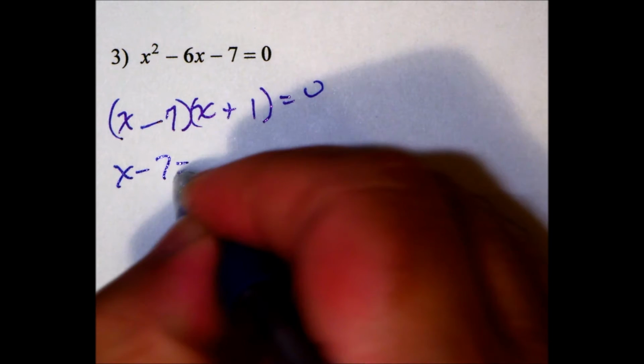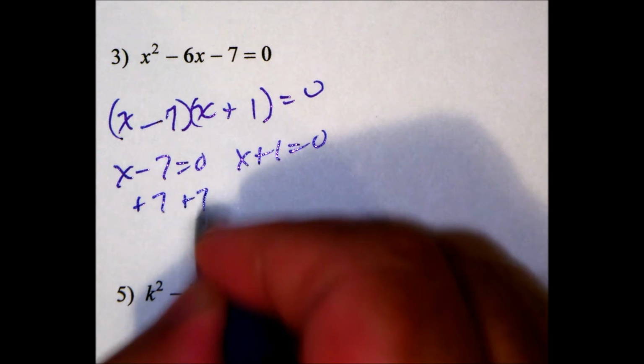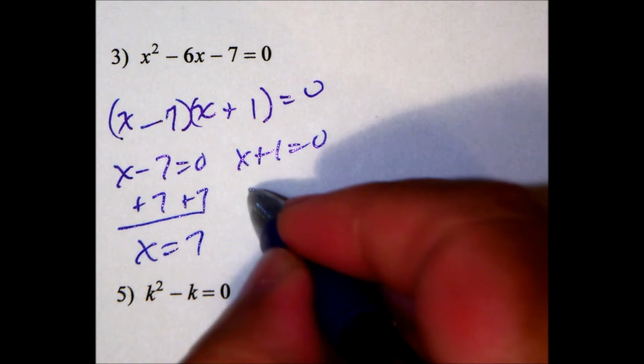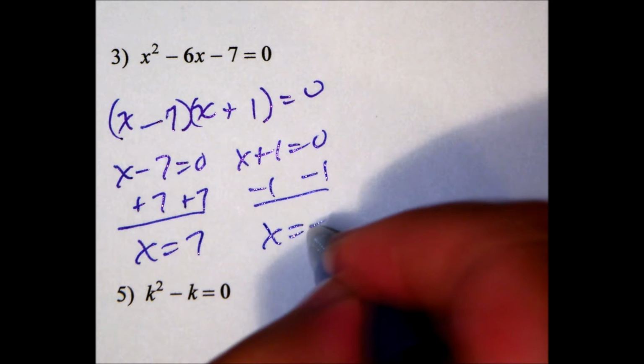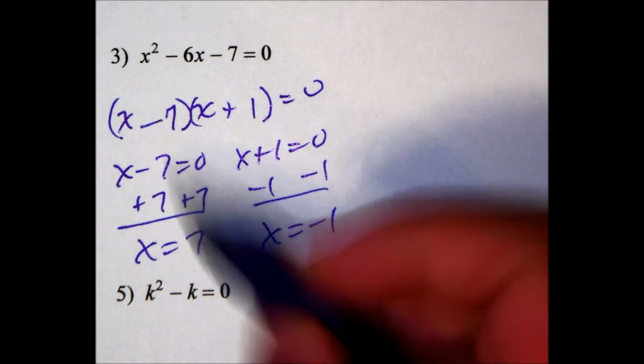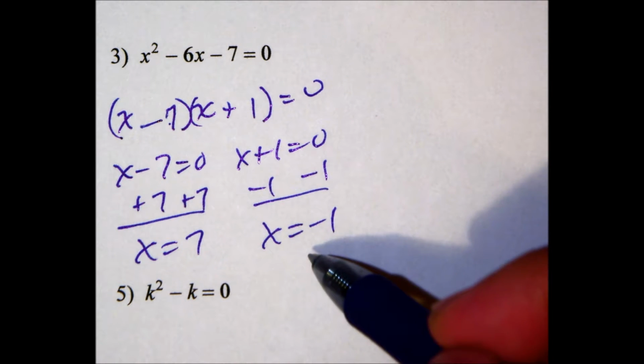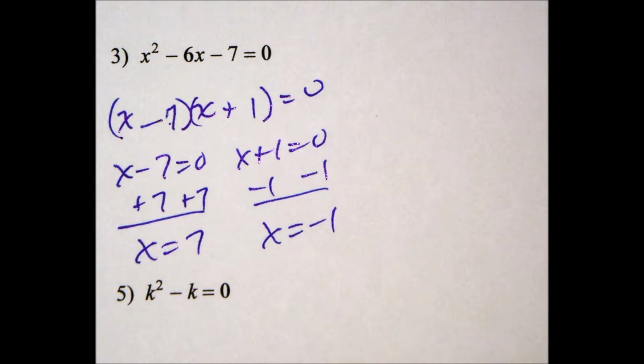Now, after we get to this point, we'd set each factor equal to 0 and solve. At this point, you should be able to solve simple equations like that. If you skip these 2 steps and go straight to the answer, that's fine with me. Just make sure you get the sign correct, because x minus 7 leads to x equals positive 7. x plus 1 leads to x equals negative 1. Okay, let's do number 4.